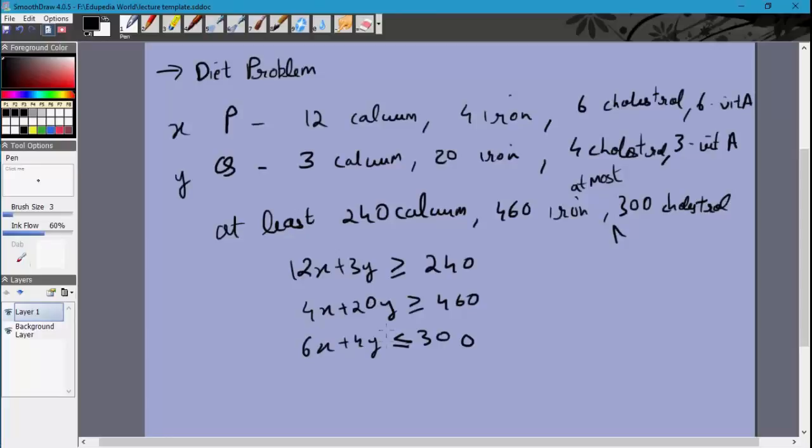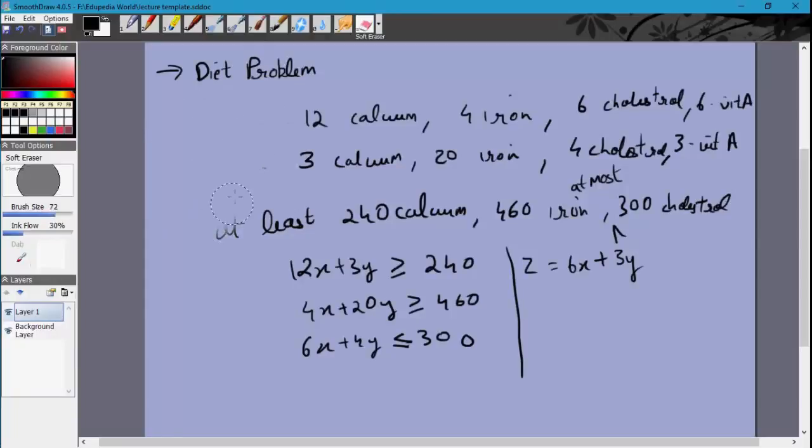So this is a nice question because we actually will be able to look at the equality signs as well. What we need to do is minimize the amount of vitamin A. That means Z equal to 6x plus 3y needs to be minimized subject to these constraints. So now we know what to do. We simply draw the graph. So I'll just rub out all the unnecessary stuff. We've just converted a word problem, or a diet problem, into a simple mathematical linear programming problem.